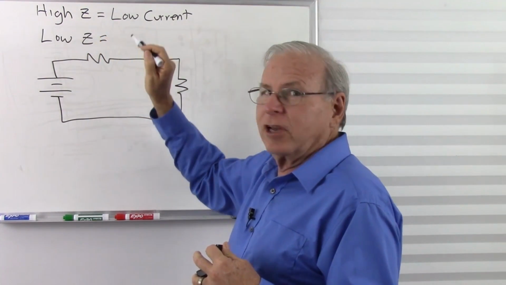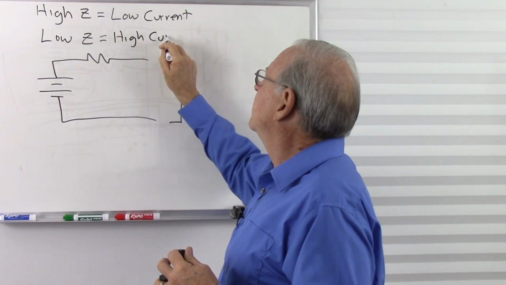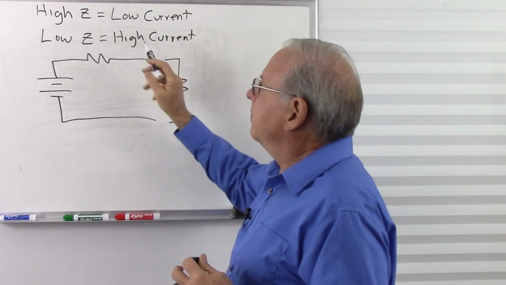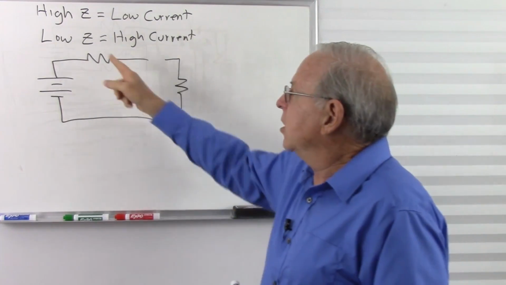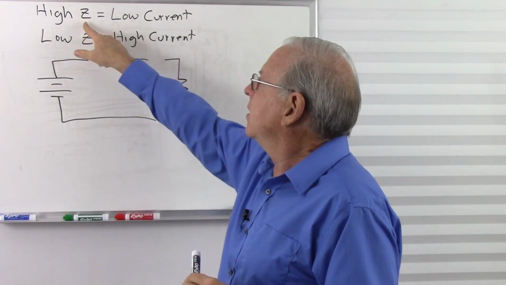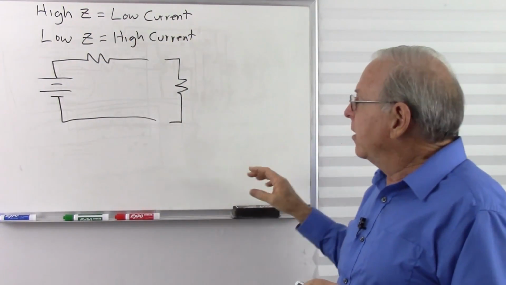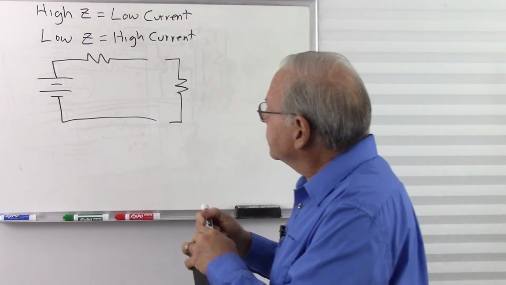Low impedance is associated with what? Guess what? High current. So basically, if you have a high resistance, you're going to have a low current. If you have a low resistance, you're going to have a high current. So low impedance, high current, high impedance, low current. Now let's see how that works when they interact with each other. I'm going to leave that up there for now.